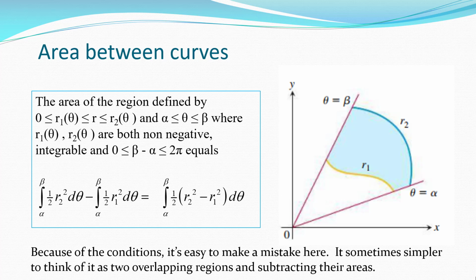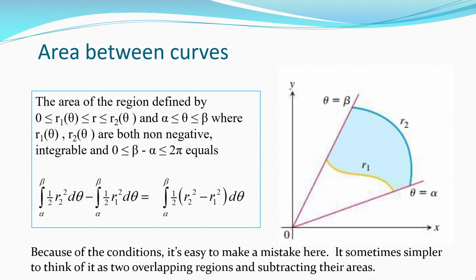To find the area, you literally just find the area of two regions and subtract them. And since the two formulas are so similar, you can combine it to be one integral. But because of the conditions though, it's actually pretty easy to make a mistake here. Because you have to remember that every single point has multiple representations, and you might think that the point you're looking at has one representation when it actually has another.